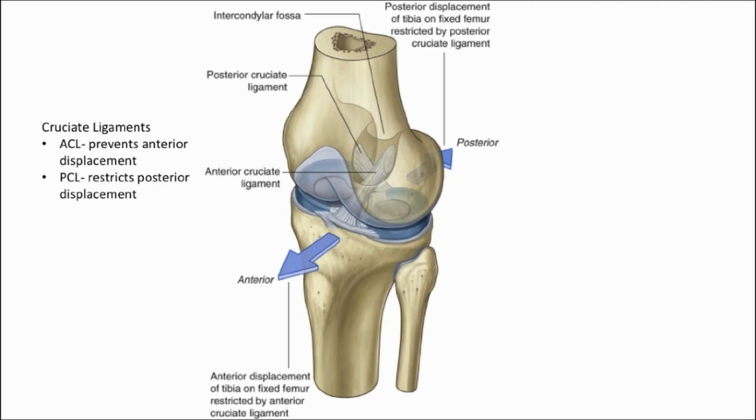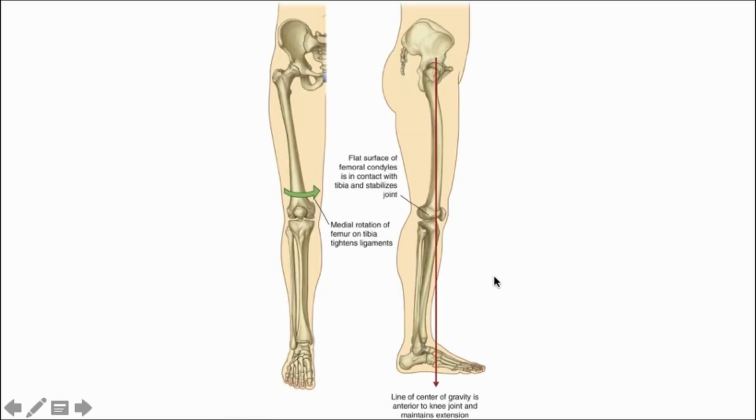anterior cruciate ligament prevents anterior displacement of the tibia relative to the femur, and the posterior cruciate ligament restricts posterior displacement. So that's what this arrow signifies: if I'm trying to pull the tibia forward, the anterior cruciate ligament is going to prevent the tibia from moving anteriorly. And if I try to push this posteriorly, the posterior cruciate ligament is what's going to prevent the tibia from sliding backwards, right? So you've got to pick. Let's always think about the ACL and PCL and how they relate to the tibia, because that'll help us from getting confused, okay?